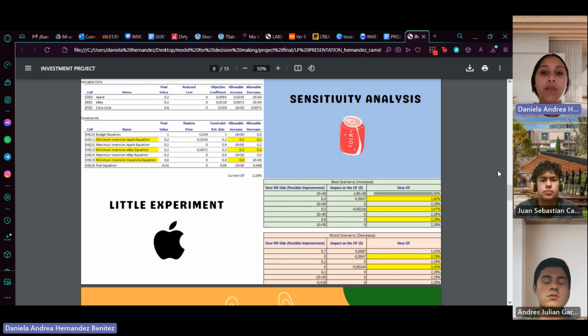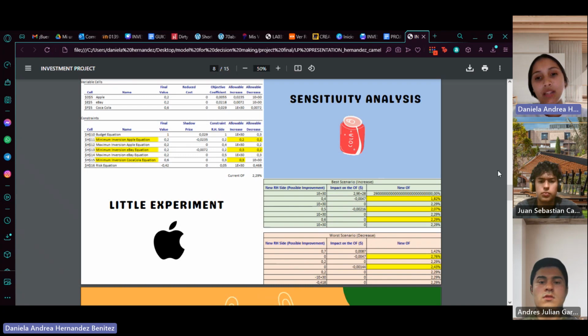For the constrained minimum investment Apple equation, if we increase the minimum investment by 20%, we are going to have a reduction of the objective function or yield, with a value of 1.82%. For the constrained minimum investment Apple equation, if we decrease the minimum investment by 20%, we are going to have an increase in the objective function or yield up to 2.76%.